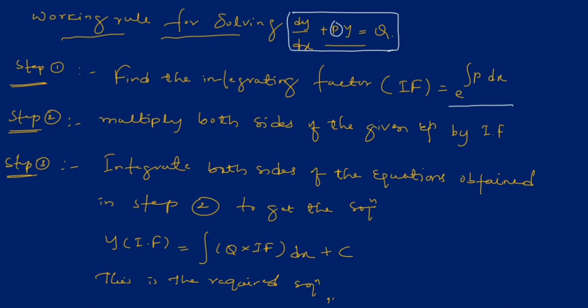We will see some examples also. The next step: multiply both sides of the given equation by the integrating factor, this IF, and finally integrate both sides of the equation obtained in step 2. After multiplying by the integrating factor, we have to integrate to get the final solution. We get this equation, right? So this is nothing but our required solution of the linear differential equation. Let's see first the general form.